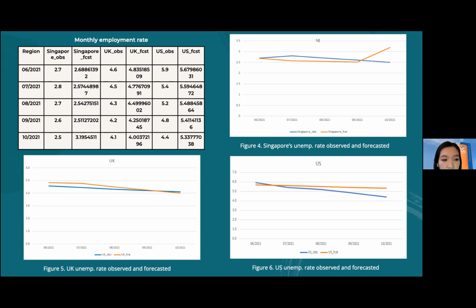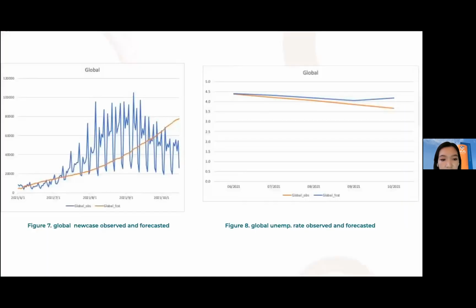The 0.5% decrease in total over 5 consecutive months implies that the US and UK gradually recovered from the impact of COVID-19. In the next slide, Figure 7 shows the forecasted global new case plot compared with the observed values, and Figure 8 is the global unemployment rate plot.